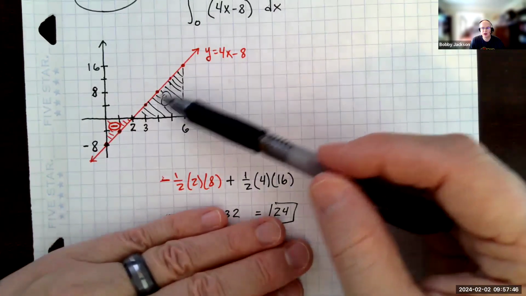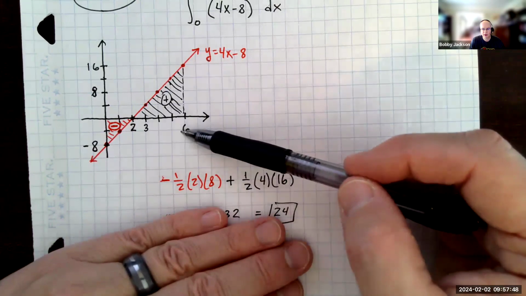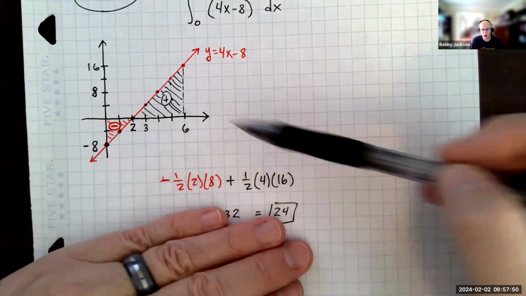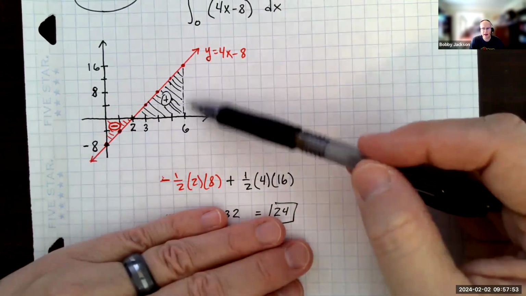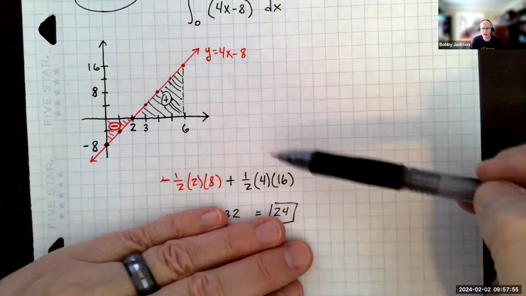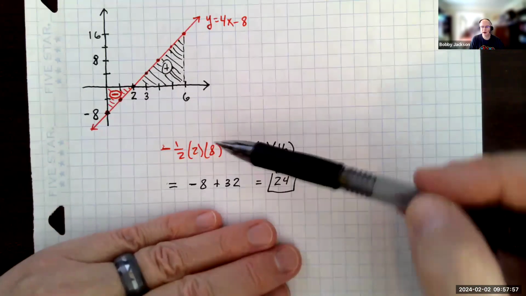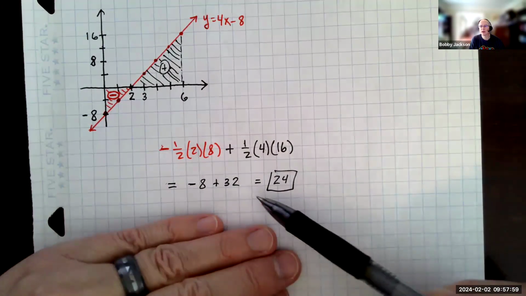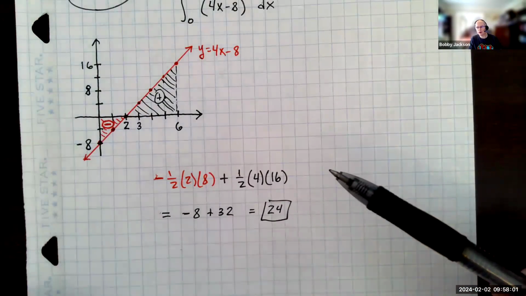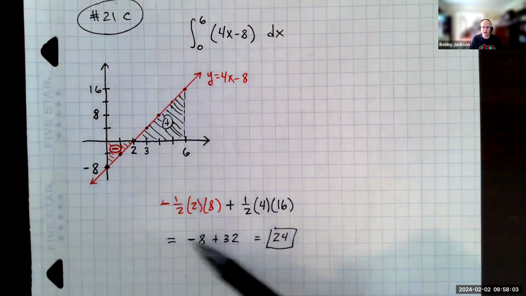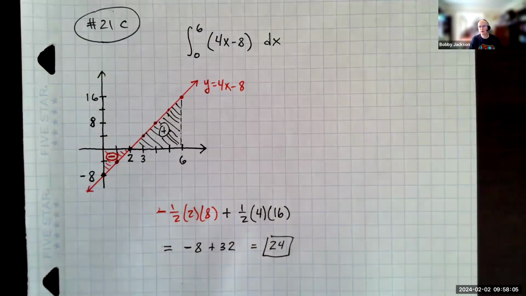And then this triangle going from 2 to 6, that's a base of 4. So 1/2 times 4. And the height is obviously here. Hopefully you see that 16. So I go ahead and simplify these two expressions, add them together, and I get the value of this definite integral. So this is the support that you should show for this one.